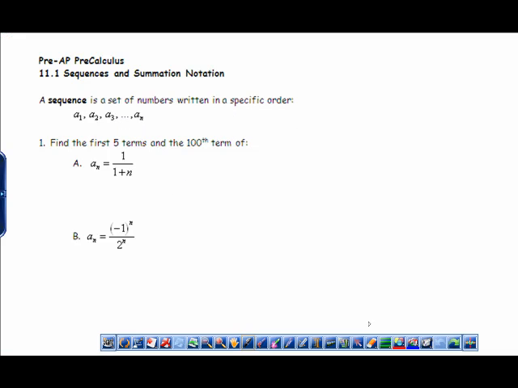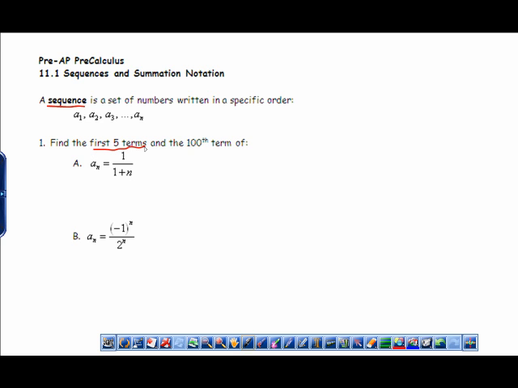Okay, so this is the video for 11.1 sequences and summation notation. Let's start out by defining what a sequence is. A sequence is a set of numbers written in a specific order. This implies that there's a pattern. And so notice that when it's written this way, a sub n denotes the last term. A sub n can also represent the general term or the formula.